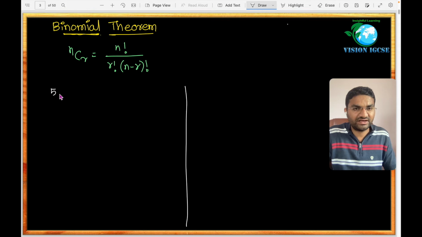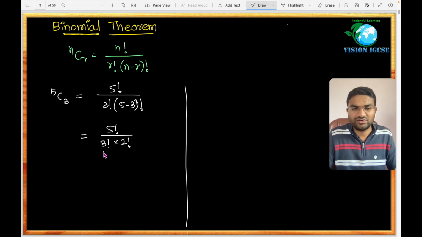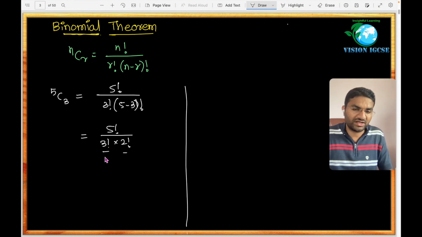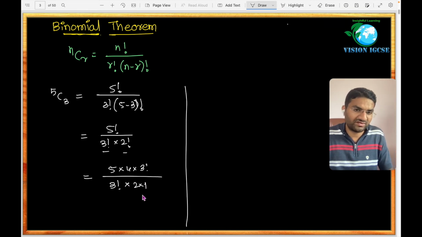Let's say we take 5C3. So n is 5 and r is 3. It's 5 factorial over 3 factorial times (5 minus 3) factorial, so basically 5 factorial over 3 factorial times 2 factorial. In the denominator you have 3 factorial and 2 factorial. Which one is bigger? The 3. Just expand the numerator up to 3 factorial. So 5 times 4 times 3 factorial over 3 factorial times 2 times 1. Why up to 3 factorial? Because the 3 factorial cancels out, and 2 goes into 4 twice. So you will get 5 times 2, which is 10.